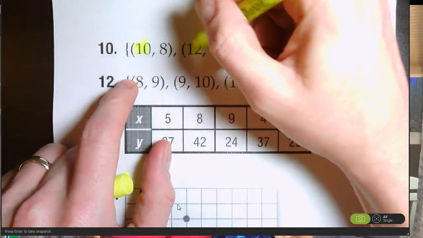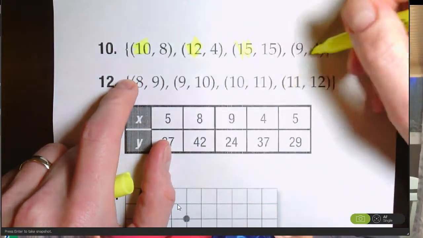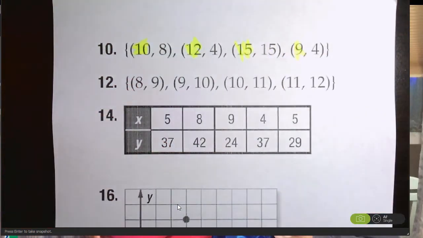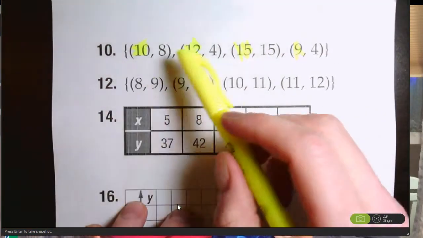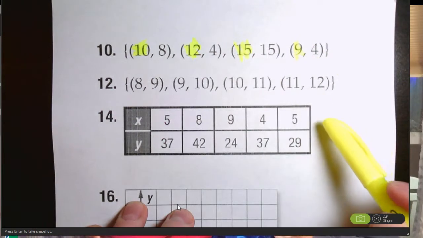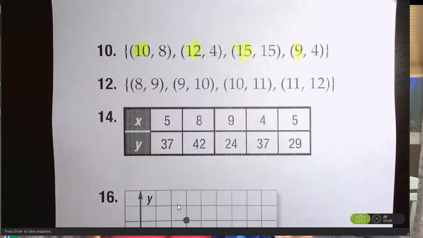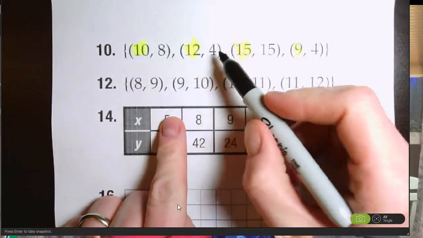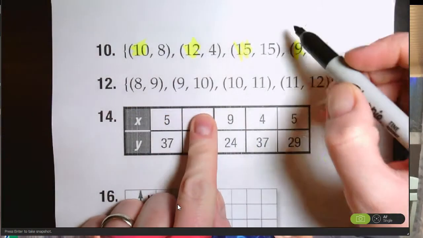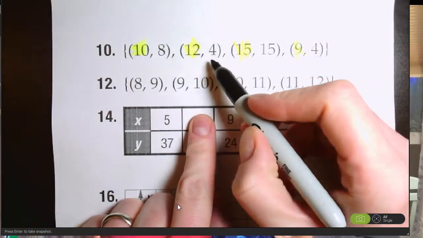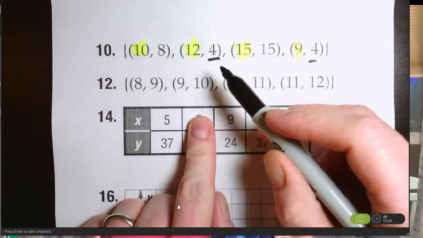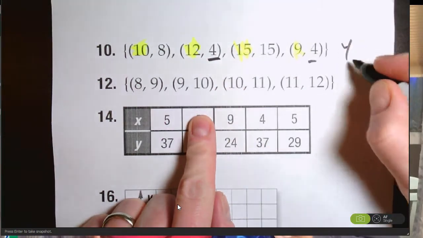So for number 10, it's 10, 12, 15, and 9. Our question is, do any of those four values have more than one output? The answer is no, because 10 only goes to 8, 12 only goes to 4, 15 only goes to 15, 9 only goes to 4. Now I know, yes, those two go to the same value, but they don't go to more than one value. So yes, this is a function.